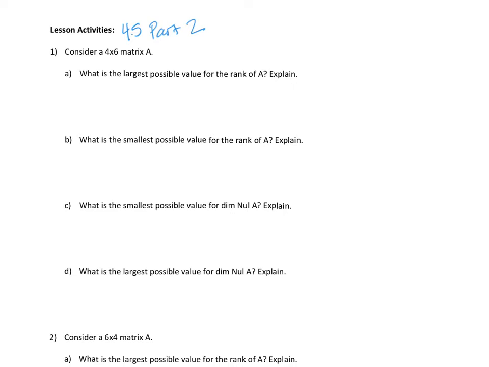Okay, we have a 4 by 6 matrix A. It really helps me to answer these questions to draw a picture of what A must look like. 4 by 6, so 4 rows and 6 columns.